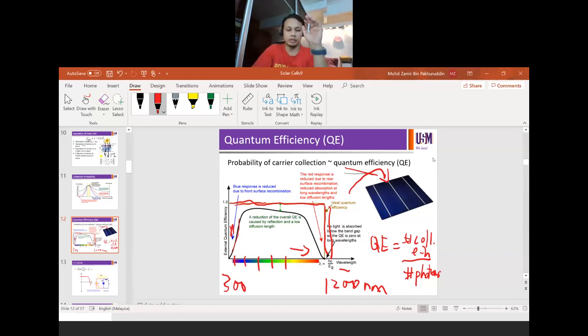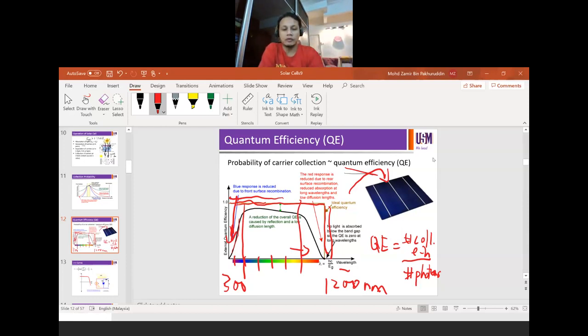So, before that, let me just go through the description here. If you can see the QE curve here, it notes down that blue response is reduced due to front surface recombination. So maksudnya blue response ni kat depan lah, short of flank region is due to front surface recombination. If you see the green region, a reduction of the overall EQE is caused by reflection and low diffusion length. So in the bulk, typically it's due to diffusion length because the carriers have to travel quite a long distance to get to the contact.